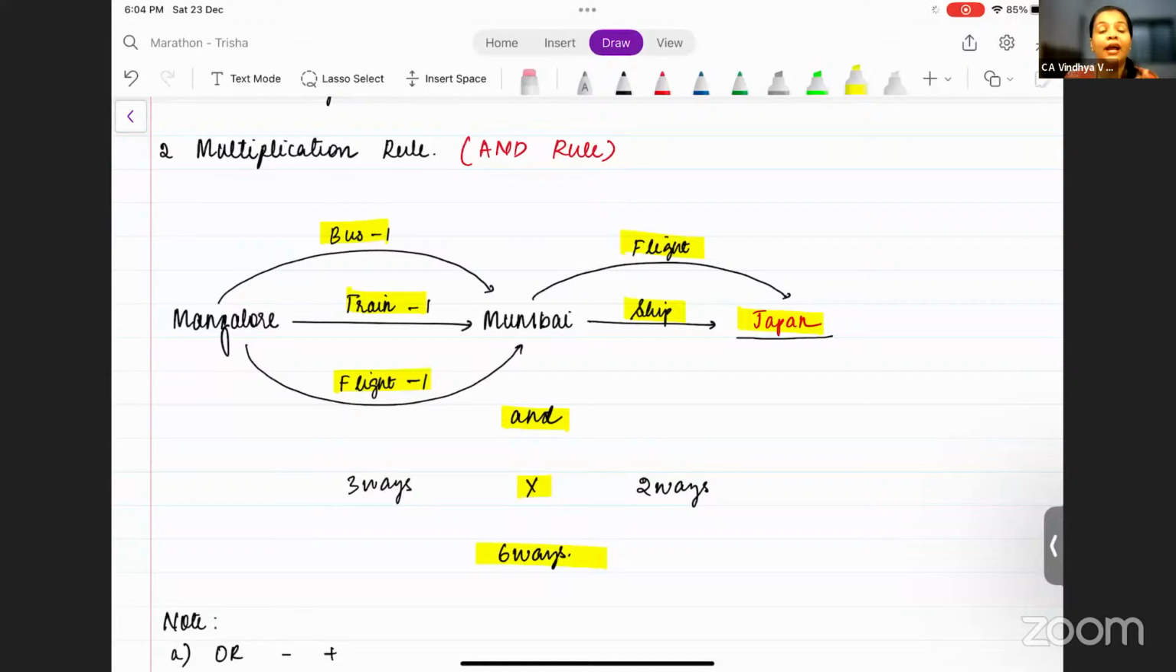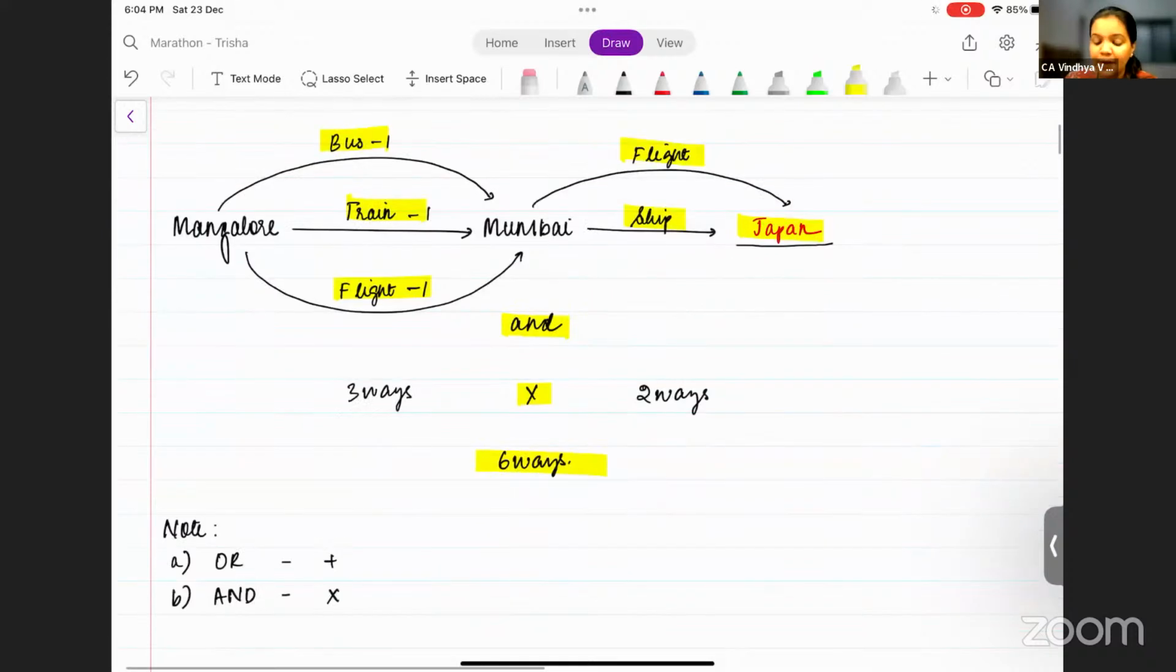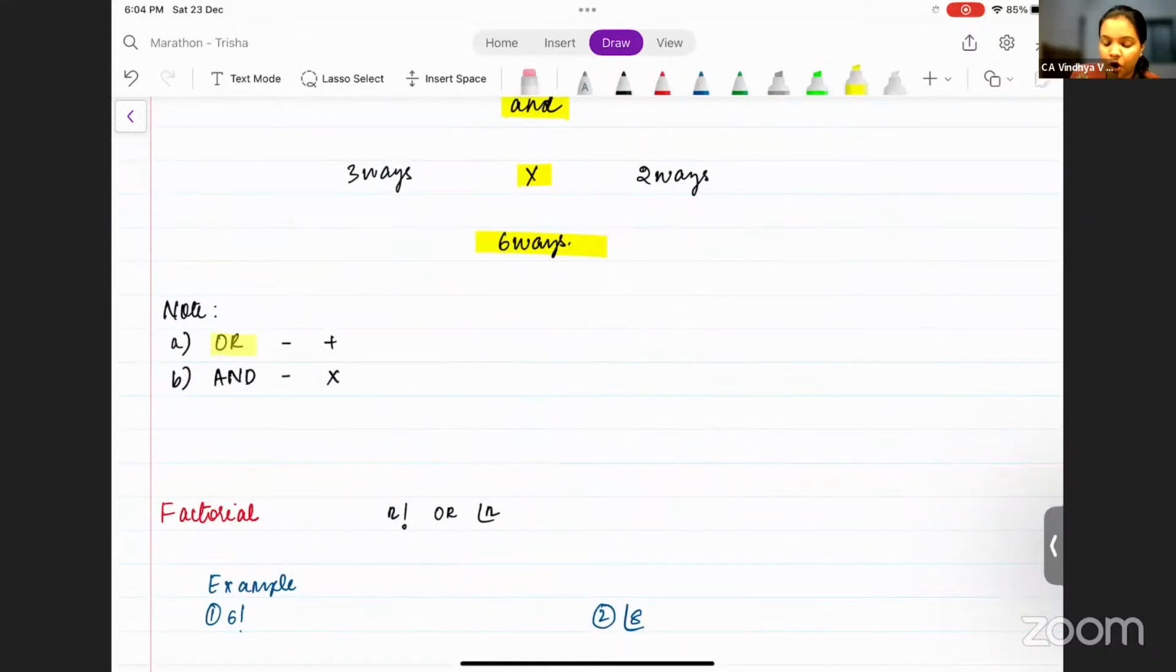Okay. So this is your addition rule and multiplication rule. So when you have an alternate to perform a job, it is the OR rule. That is the addition rule. When you have to perform two or more tasks one after the other, then you have the multiplication rule. That is the AND rule. So OR means plus and AND means into.